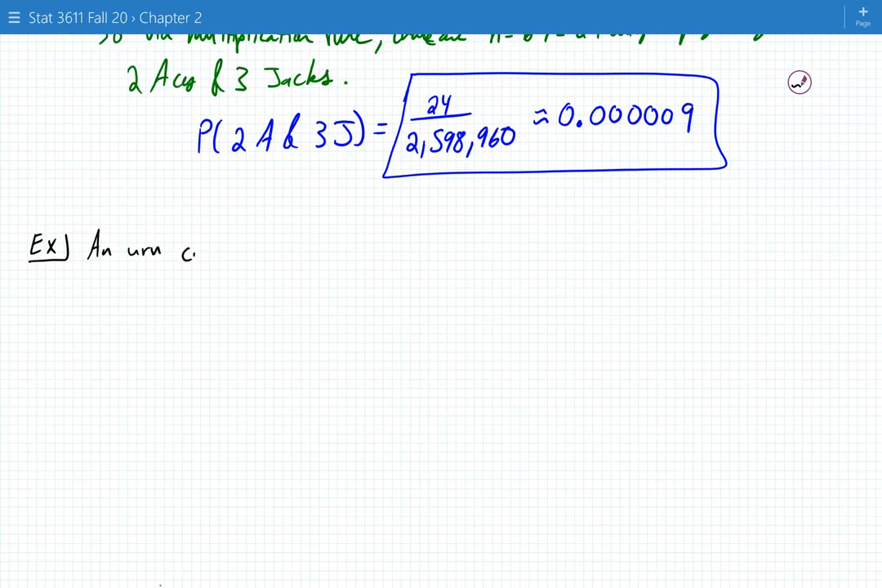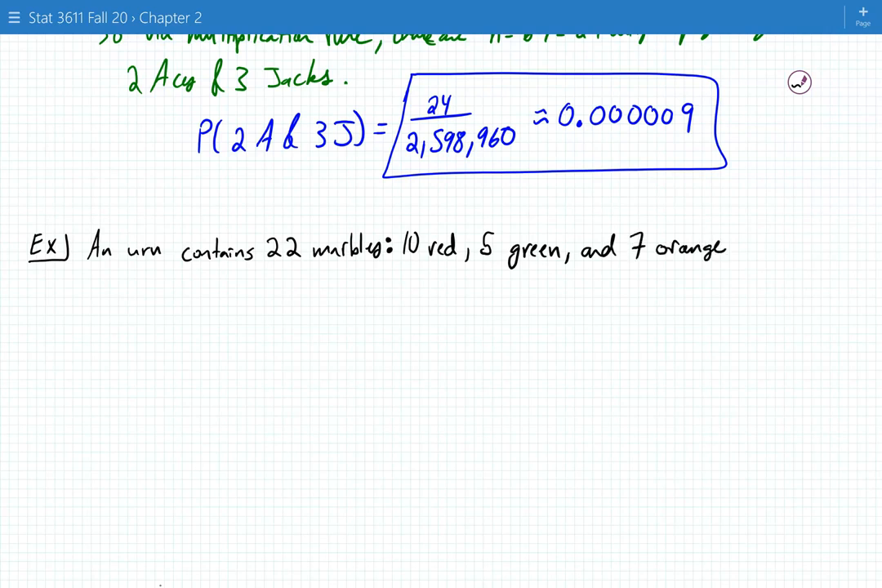An urn contains 22 marbles. There are 10 that are red, 5 that are green, and 7 that are orange. You pick 2 at random without replacement.